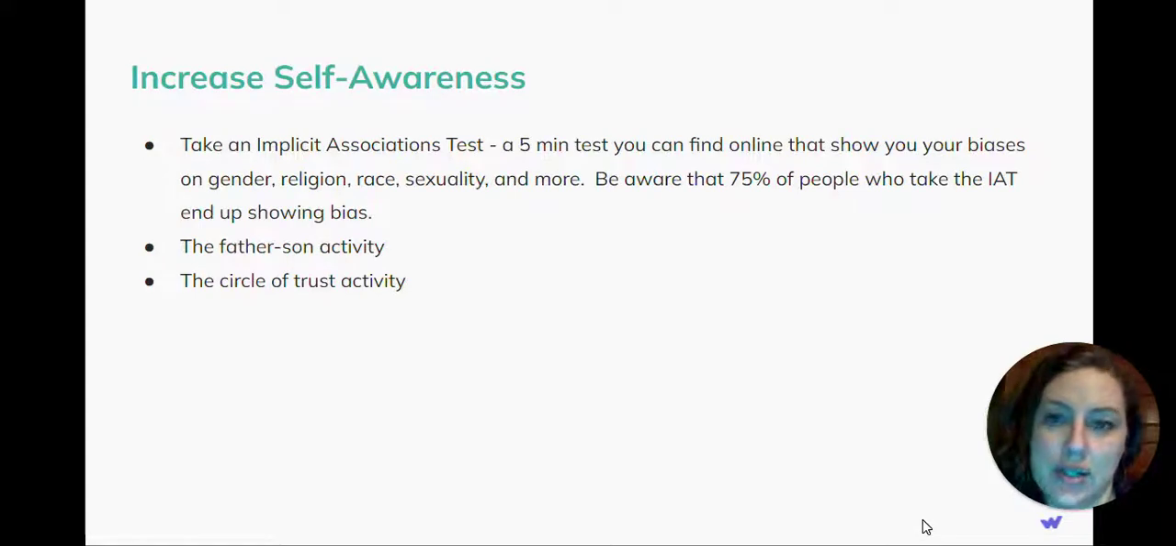How can we increase our self-awareness? One way is to use an implicit association test. It's a 5-minute test that you can find online that will show you your biases on gender, religion, race, sexuality, and more. It's important to be aware that 75% of people who take the IAT end up showing a bias. There are some other activities you can do to examine your biases. For example, there's the father-son activity.